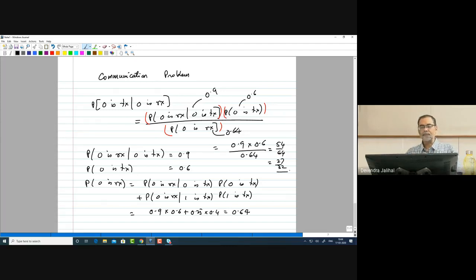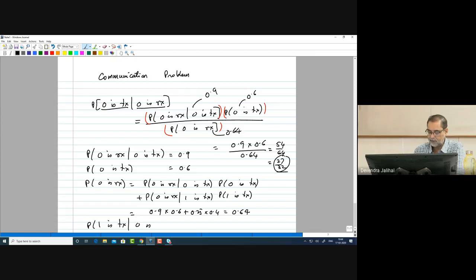Okay, so this is a very high probability. So what it means is, if you receive a 0 and ask the question what is the probability that 0 is transmitted, that probability is not equal to 0.9, that is 1 minus a. That probability is not equal to 1, but that probability is, for the numbers we have shown, 27 by 32, right?